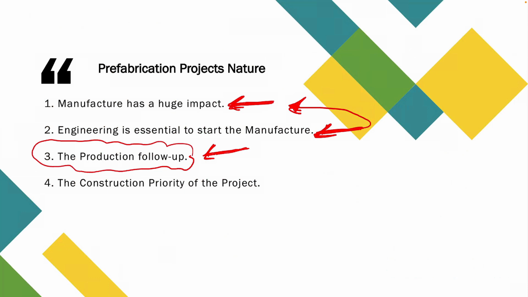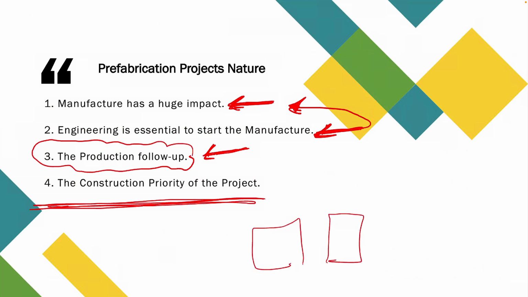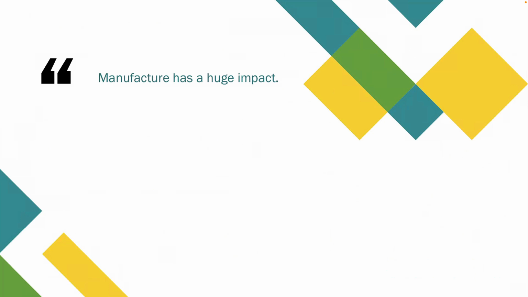So the production follow-up is very important as well. And the last thing you need to consider is the construction priority of this project. This is very important, because now you are executing your houses, and you are getting the ready-made elements to install. You need to be sure that you will not fall in the mistake I will show to you in a second. So here, the manufacturer has a huge impact, because the manufactured item must be on site on time.